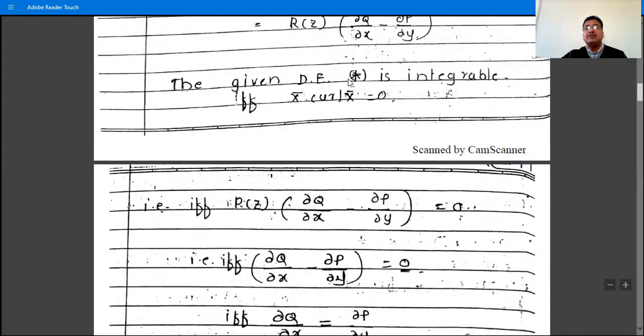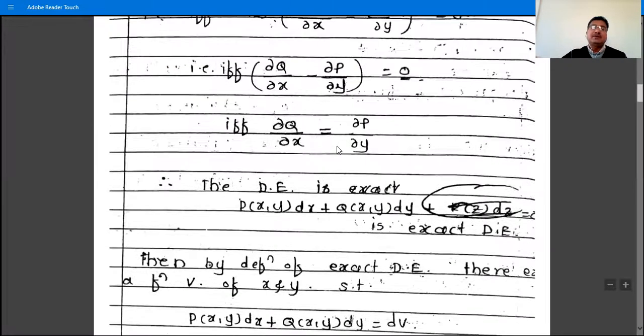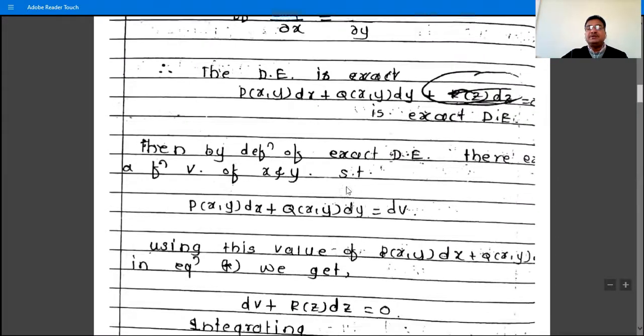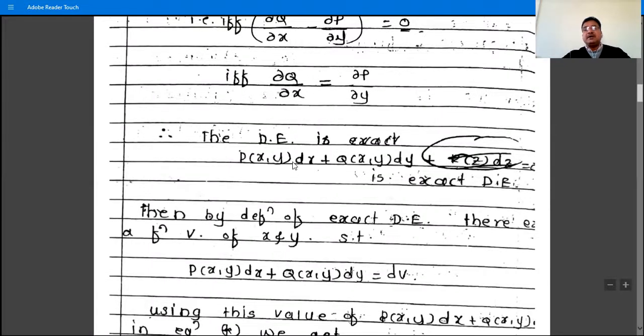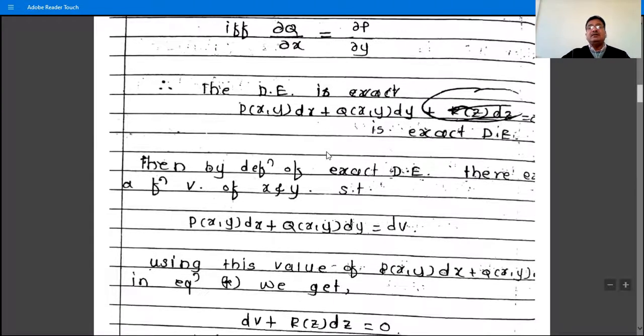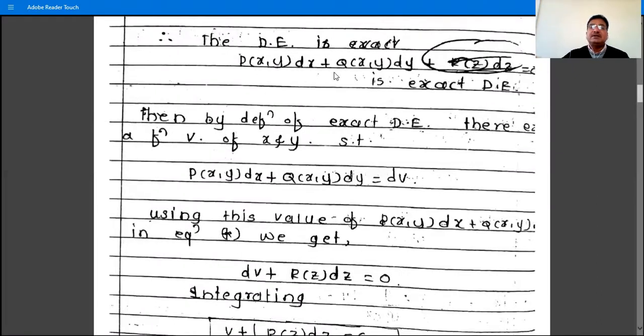When the given equation star is integrable, the equation pxy dx plus qxy dy is equal to 0 is an exact differential equation, because we have this condition. And by the definition of an exact differential equation, the equation is exact if there exists a function v of x and y such that its complete derivative dv is pxy dx plus qxy dy. So this is the definition of an exact differential equation.